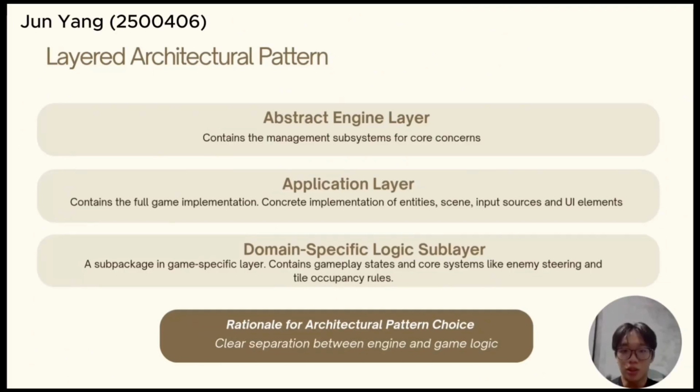I'm Jin Yang, and I'll be sharing with you the layered architectural pattern. We split our codebase into 3 layers. The engine layer holds abstract, reusable systems, which consist of collision and entity management. The application layer is a game-specific implementation, which consists of players, enemies, and user interface. And lastly, the domain sublayer, which handles game-specific rules like enemy steering. The goal here is for the engine to be reusable and never know what game is running on top of it.